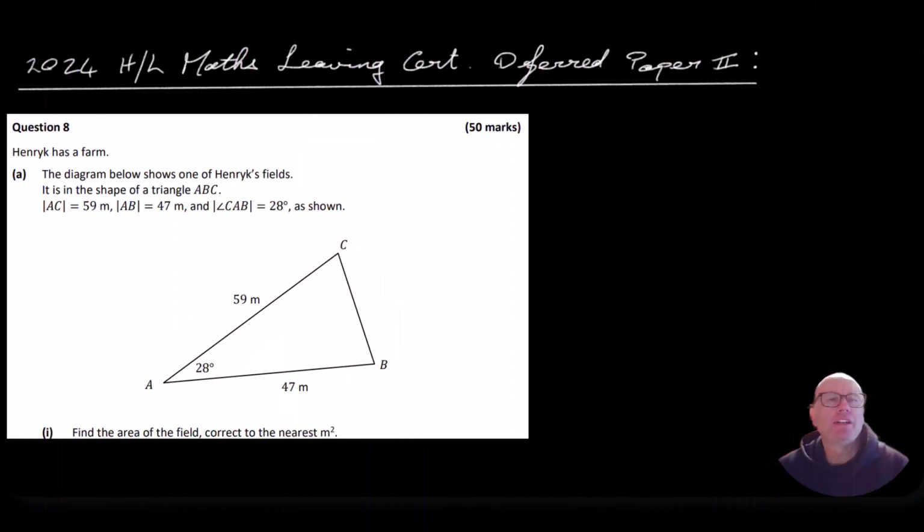Okay, so this is question 8, 2024 Higher Level Maths Leaving Cert Deferred Paper 2. Henrik has a farm. The diagram below shows one of Henrik's fields. It is in the shape of a triangle ABC. AC is 59, AB is 47 meters, and the angle CAB is 28 degrees as shown. Find the area of the field correct to the nearest meters squared.